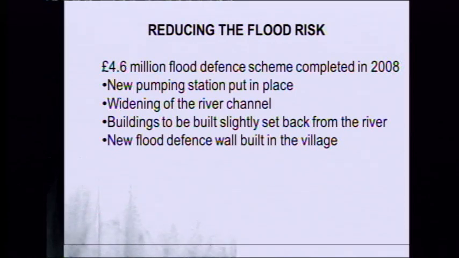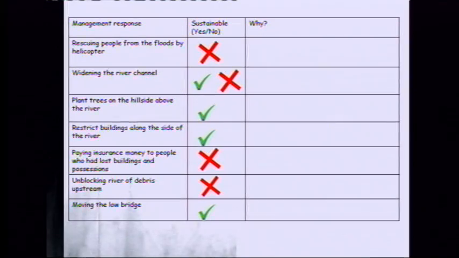So reducing the flood risk, well, they put in a £4.6 million flood defence scheme in 2008, which consisted of a new pumping station, widening of the river channel and moving the buildings so they were set back from the river and they wouldn't be flooded as quickly in the future. There's also a flood defence wall built in the village.